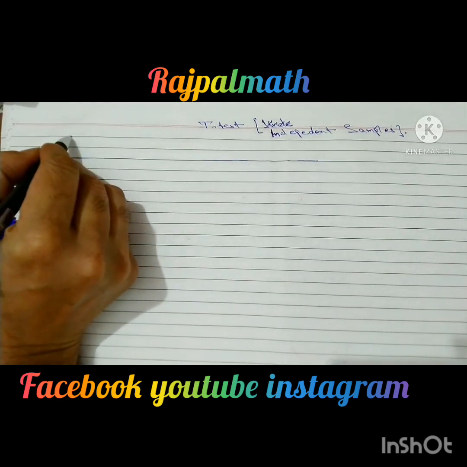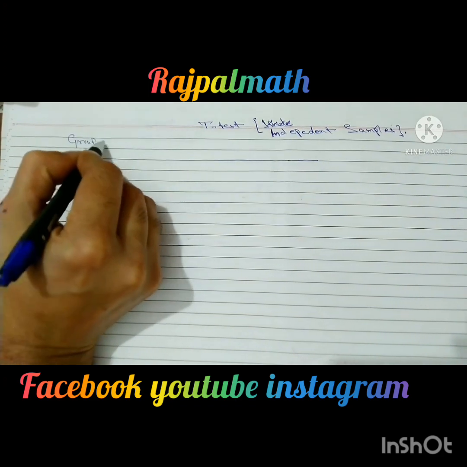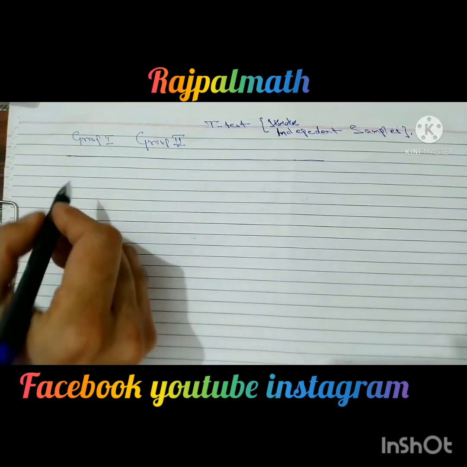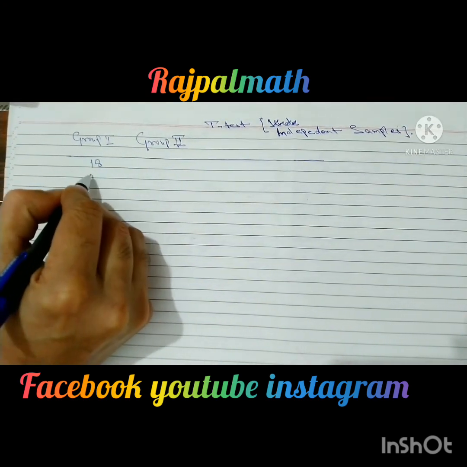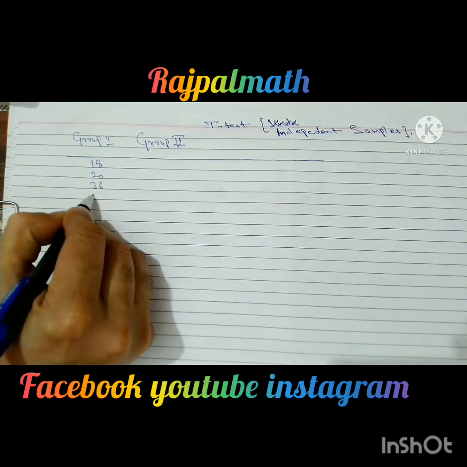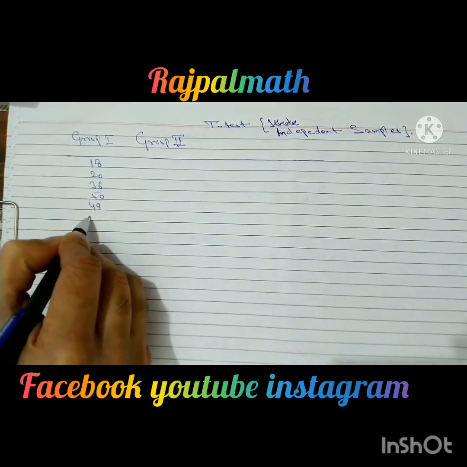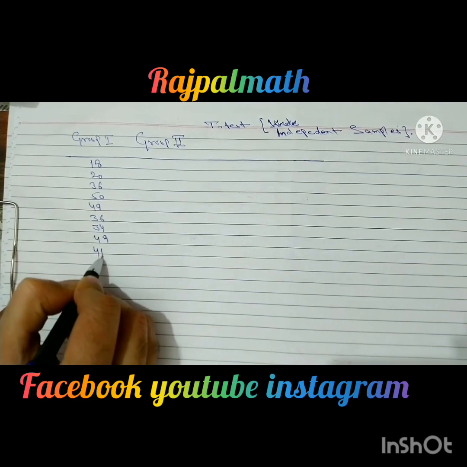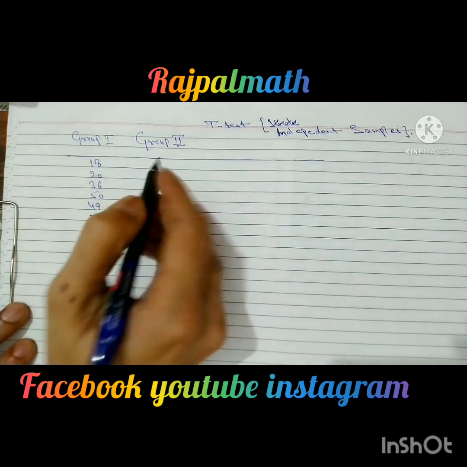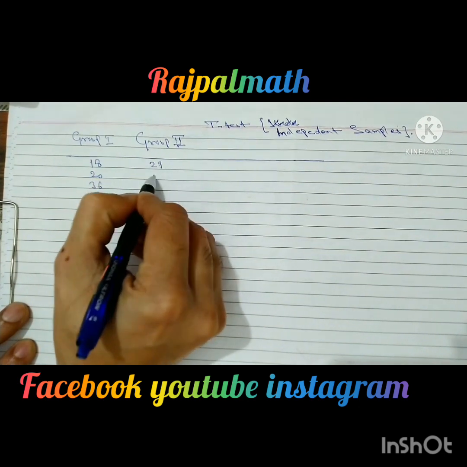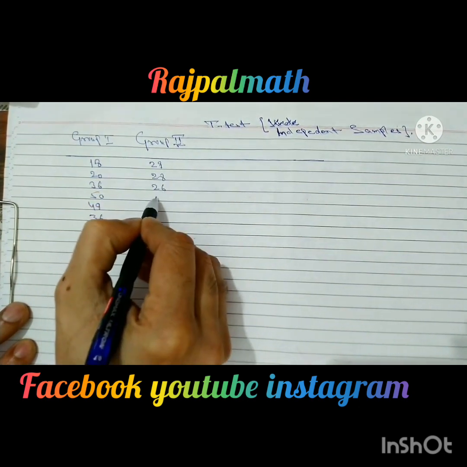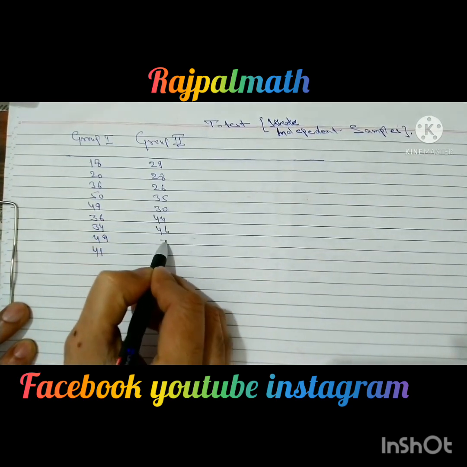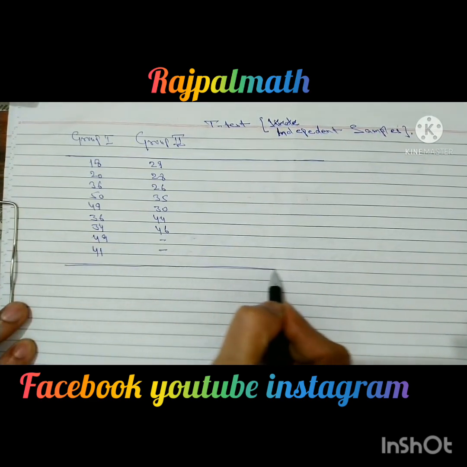For t-test, marks of group 1 and marks of group 2. Marks of group 1 are 18, 20, 36, 50, 49, 36, 34, 49, 41. And marks for group 2 are 29, 28, 26, 35, 30, 44, and 46. Marks for two groups are given.